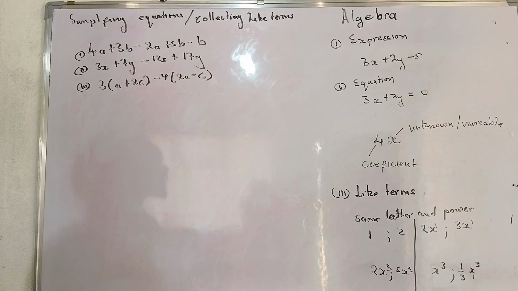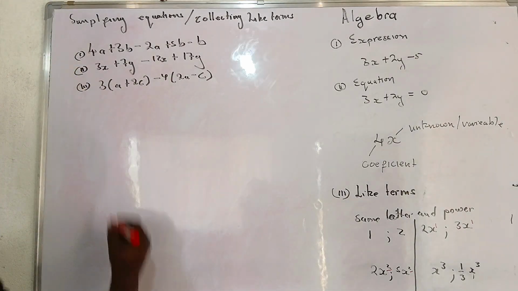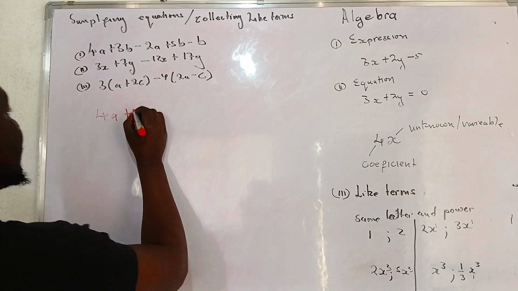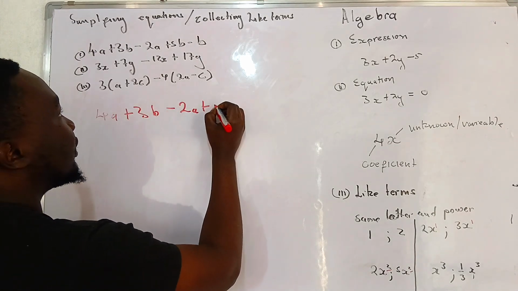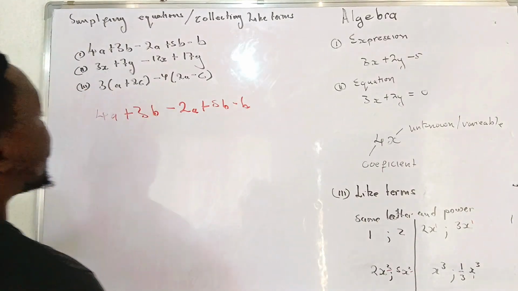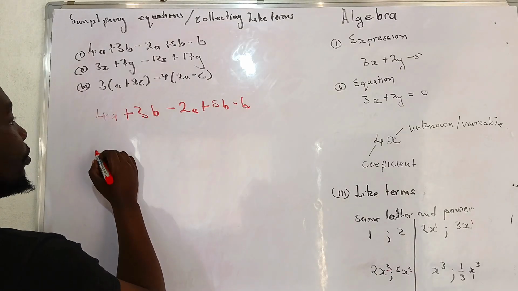Let's try and do a few examples so that we can get an understanding of grouping like terms. So we are given 4a plus 3b minus 2a plus 5b minus b, and you're told to simplify. So you group like terms.